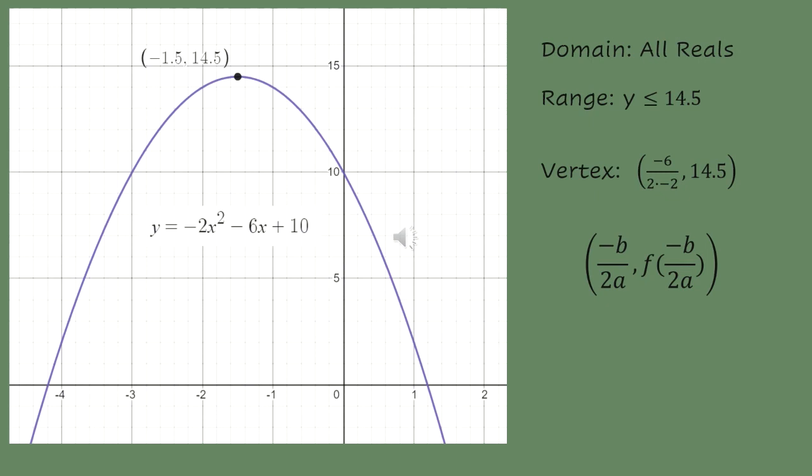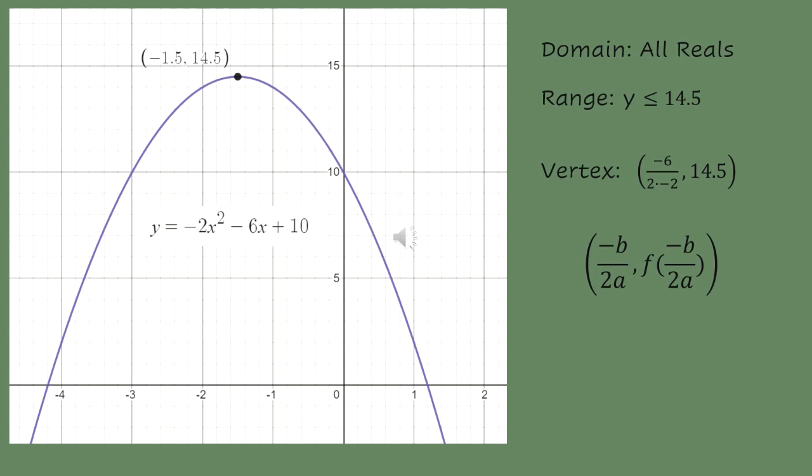b is the number that is multiplying x to the first power. So we have -6 as our value of b. Again, you sometimes hear the standard form, ax squared plus bx plus c. So -6 is our value of b. Take the opposite of it. So take the opposite of -6, 6. Divide that by 2 times a. Our a was -2. So 6 divided by 2 times -2 is going to be 6/4, or 3/2.